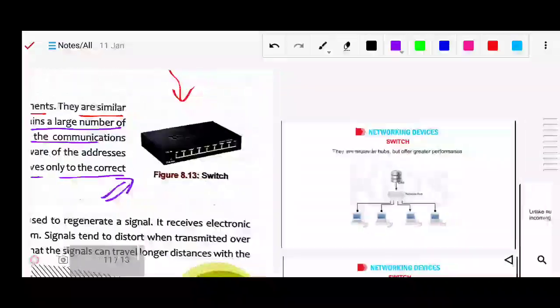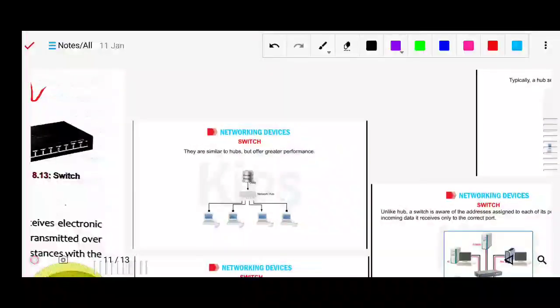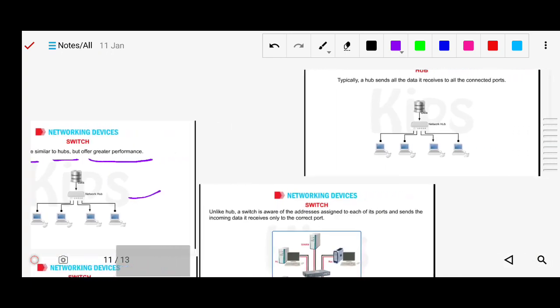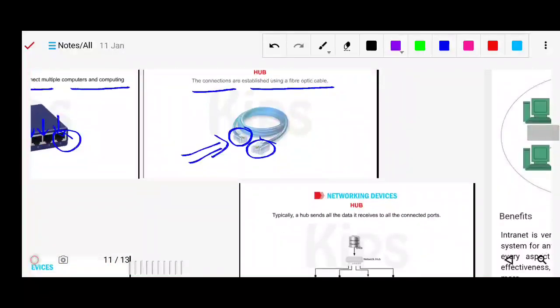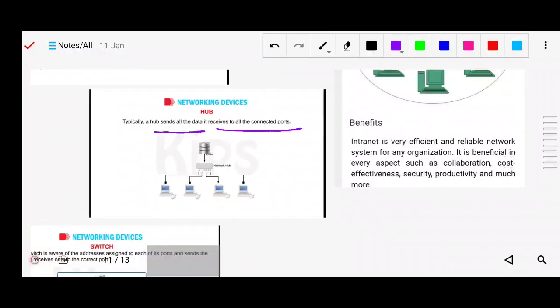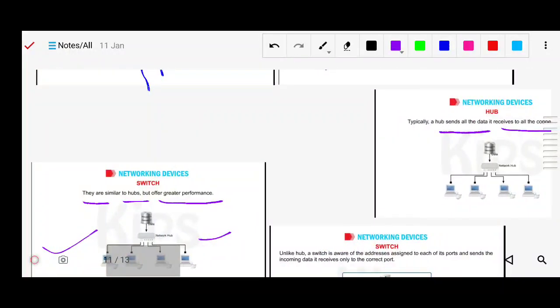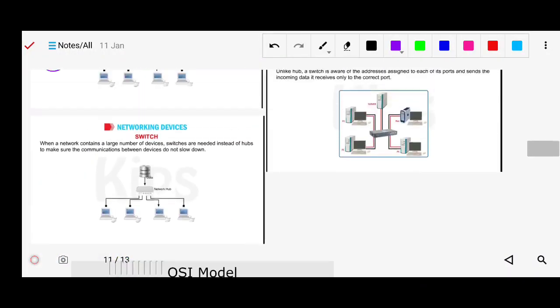Again you can see the switches. They are similar to hubs but offer greater performance. This is your switch, you can see it is connected. Here are some more pictures of the hub. Typically a hub sends all the data received to all connected ports, as I already told you. Now these are your switches. Here is some more pictures of the switch.